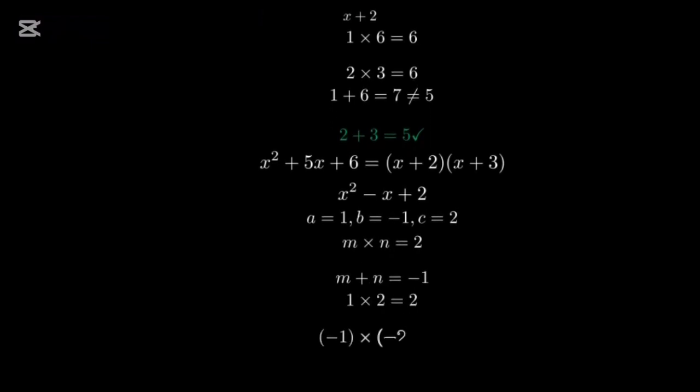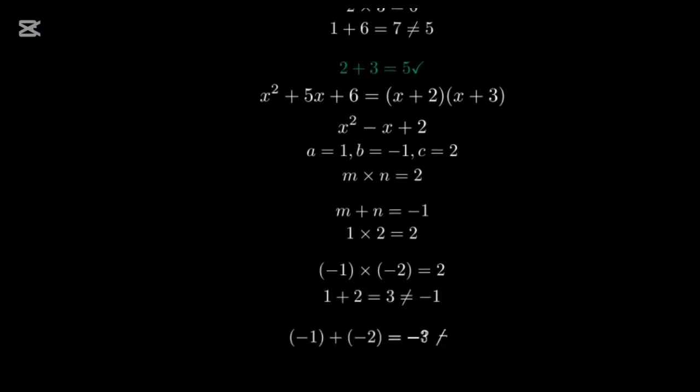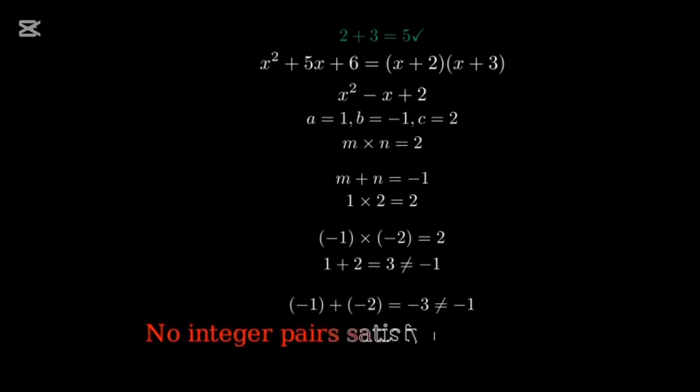Let's list all the integer pairs that multiply to give 2. We have 1 times 2 and -1 times -2. Now, let's check if any of these pairs sum to -1. For the first pair, 1 plus 2 equals 3, which isn't -1. For the second pair, -1 plus -2 equals -3, which also isn't -1. So, we don't have any integer pairs that satisfy both conditions.